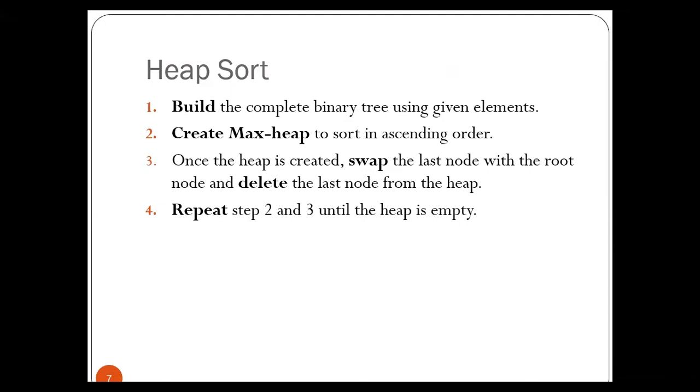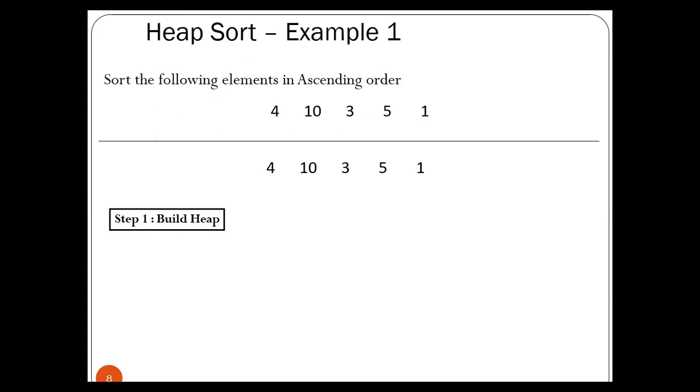First, build the complete binary tree using the given elements. Whatever elements are given to you, build the complete binary tree. Then perform the max heap heapification in order to convert it into ascending order. Once the heap is created, swap the last node with the root node and delete it from the heap. And repeat steps 2 and 3 until the heap is empty. That we have done already on the board. So these are the elements to be sorted. Sort the following elements in ascending order.